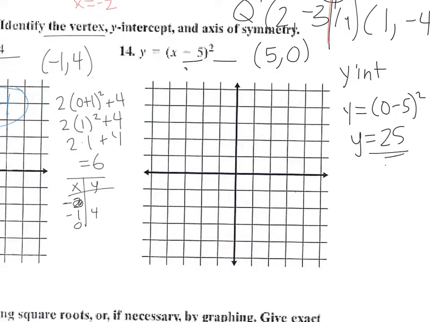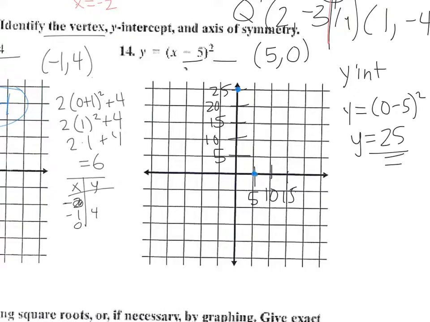Great, now I need to rethink my scale here, because I have a y-intercept of 25. So I'm going to go up by 5s then. So 5, 10, 15, 20, 25, and then 5, 10, 15. So now I have 5, 0 is my vertex.